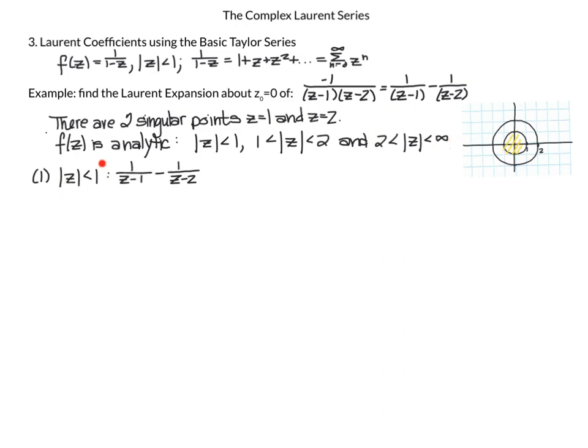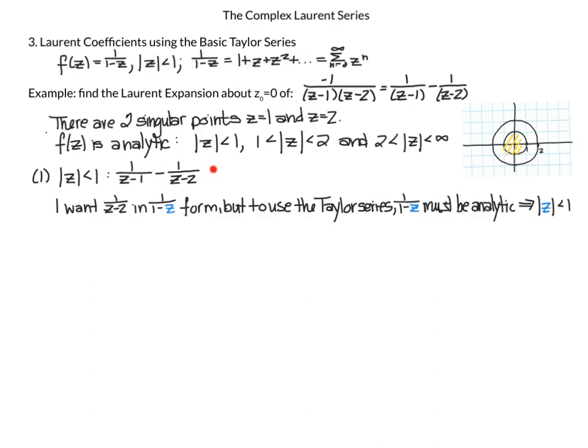So our first case, for z less than 1, so we're analytic and we're in this yellow region here. And we're looking at 1 over z minus 1 minus 1 over z minus 2. We're going to start with this second fraction, 1 over z minus 2.